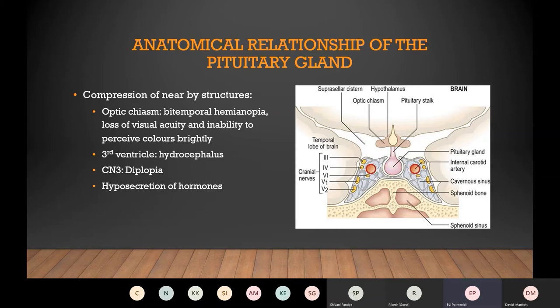Now, why do we care about all that? Because whenever there is a pathology in the pituitary gland, for example, a large tumor, then we have compression of these nearby structures, and therefore we're going to have neurological symptoms like bitemporal hemianopia, loss of visual acuity, hydrocephalus, diplopia, and of course hyposecretion of the rest of the hormones.